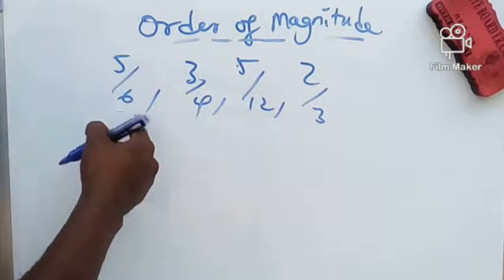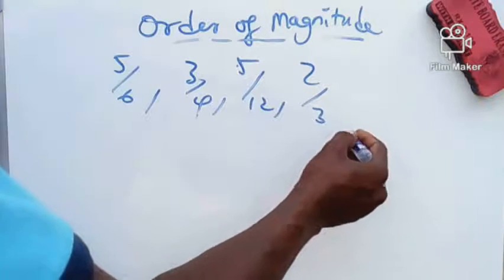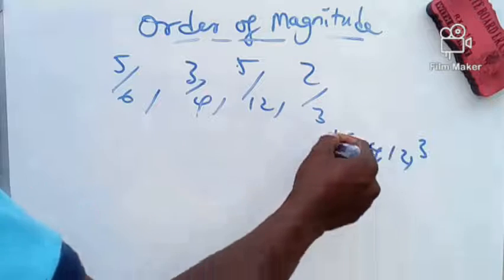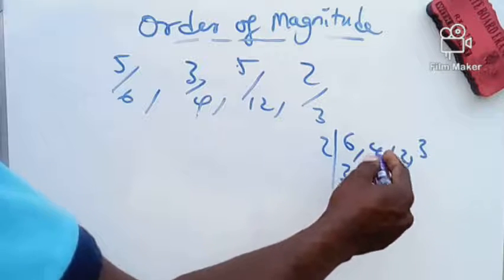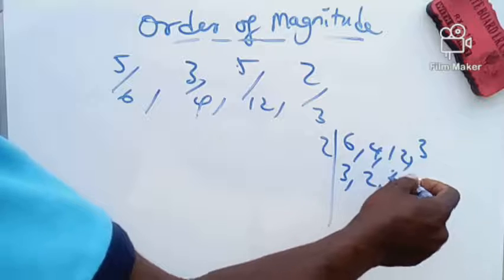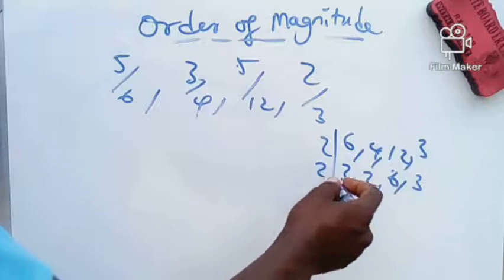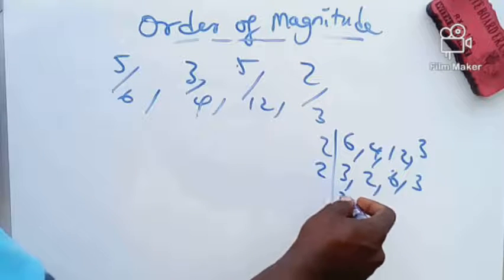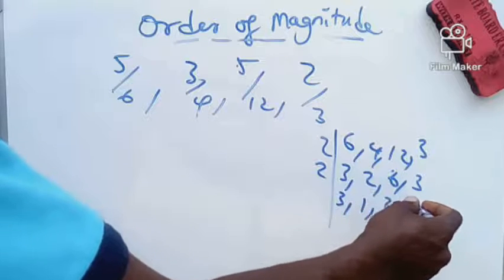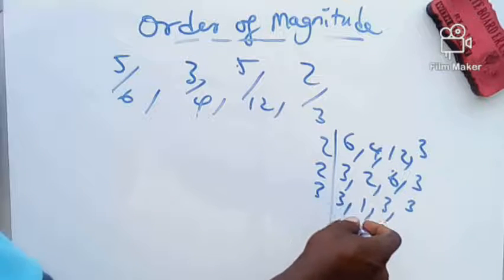So the LCM of 6, 4, 12, and 3 is what? Let's find the LCM. 2 into 6, you have 3. 2 into 4, you have 2. 2 into 12, you have 6. 2 into 3, you have 3. 2 can still go. 2 into 2, you have 1. 2 into 6, you have 3. 2 cannot go into 3, you bring it down. So 3 can go 1, 1, 1, 1.